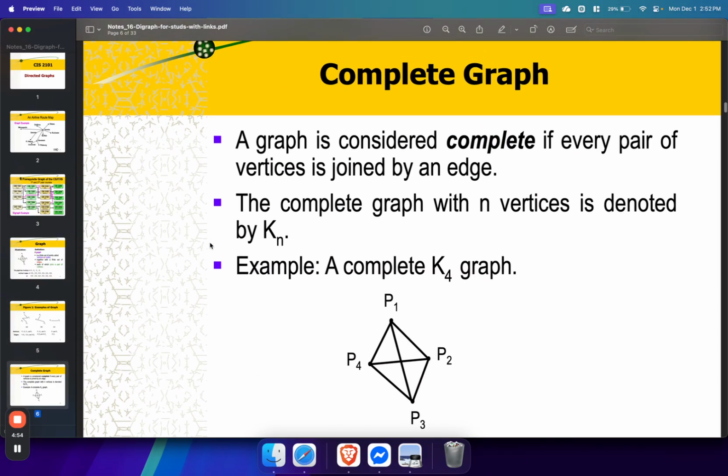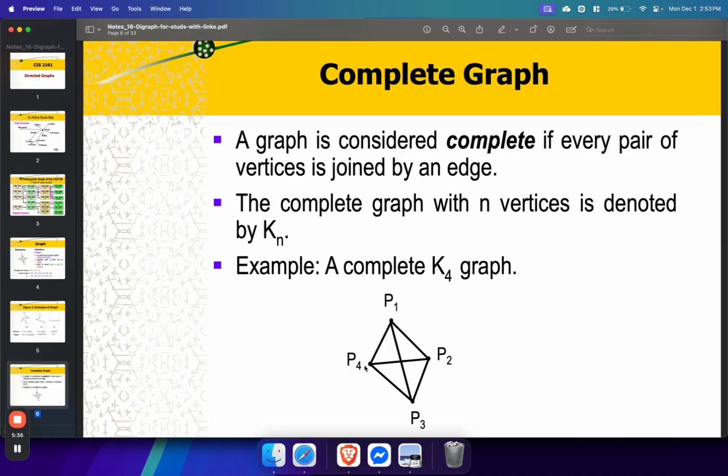So what is a complete graph? A graph is considered to be complete if each pair of vertices on your graph is joined by an edge. So if there is a line going from one vertex to another, through all of the vertices, for example P1 goes to P3, P2, and P4 directly, and there is a direct path from one vertex to another for all of the vertices, then that is considered a complete graph. The key point here is there has to be an edge from one vertex to all the other vertices.